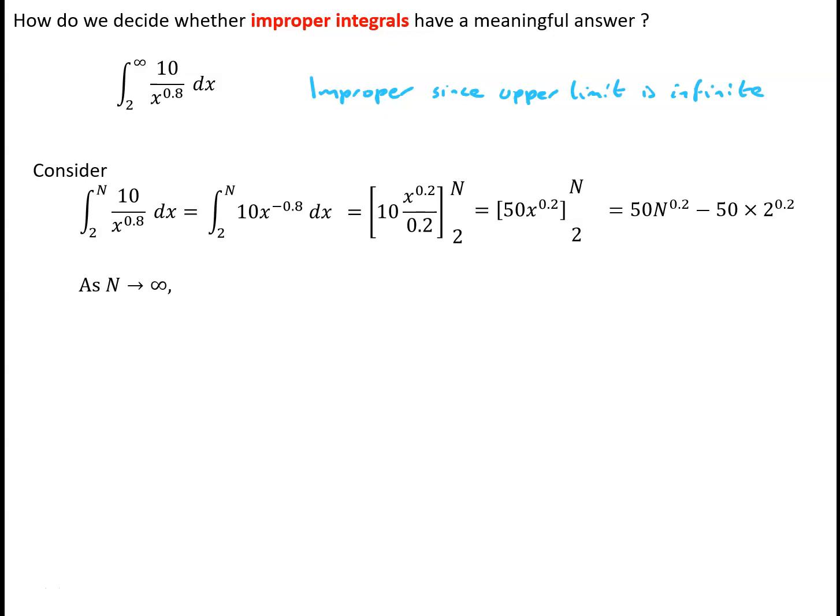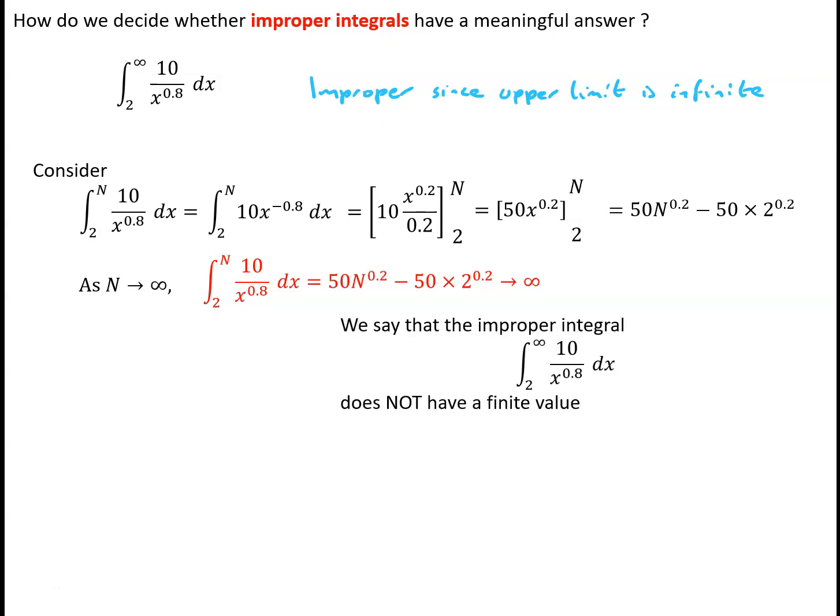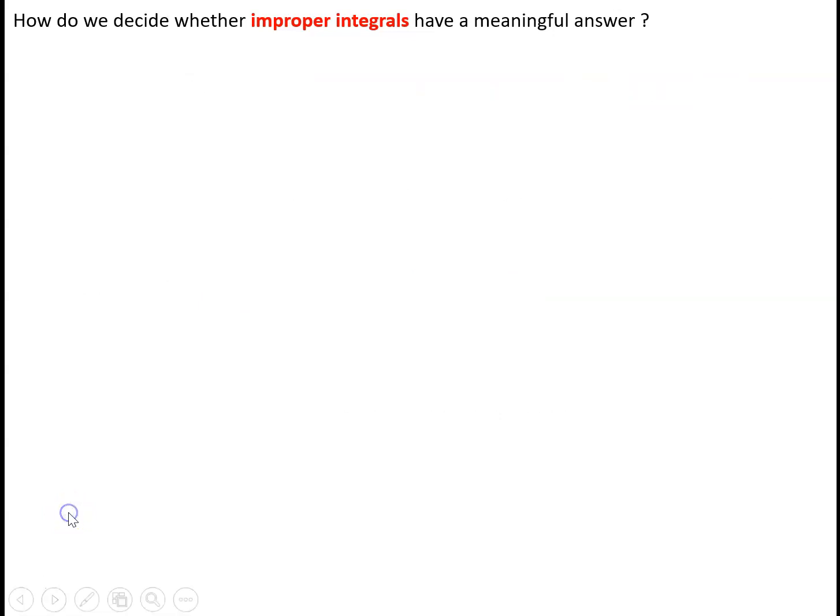Now, as n tends to infinity, we can see that the value of the integral between 2 and n of 10 over x to the 0.8 tends to infinity. So we say that the improper integral 2 to infinity of 10 over x to the 0.8 does not have a finite value. Now let's have a look at another example.